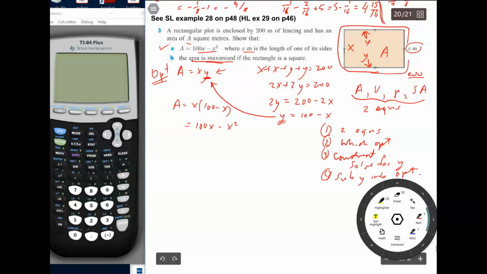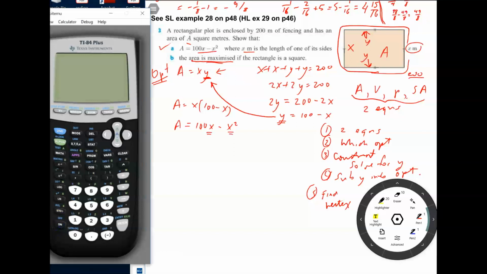And then you have an optimization equation only with x in it, and then you find the vertex if it's a quadratic. Okay? Alright, so now we know that A is equal to 100x minus x squared. The area is maximized if the rectangle is a square. So if I adjust the x values, I can find a value of A which is as large as possible. And I'm going to show you that with the calculator because it's a lot easier to show a graph with the calculator.